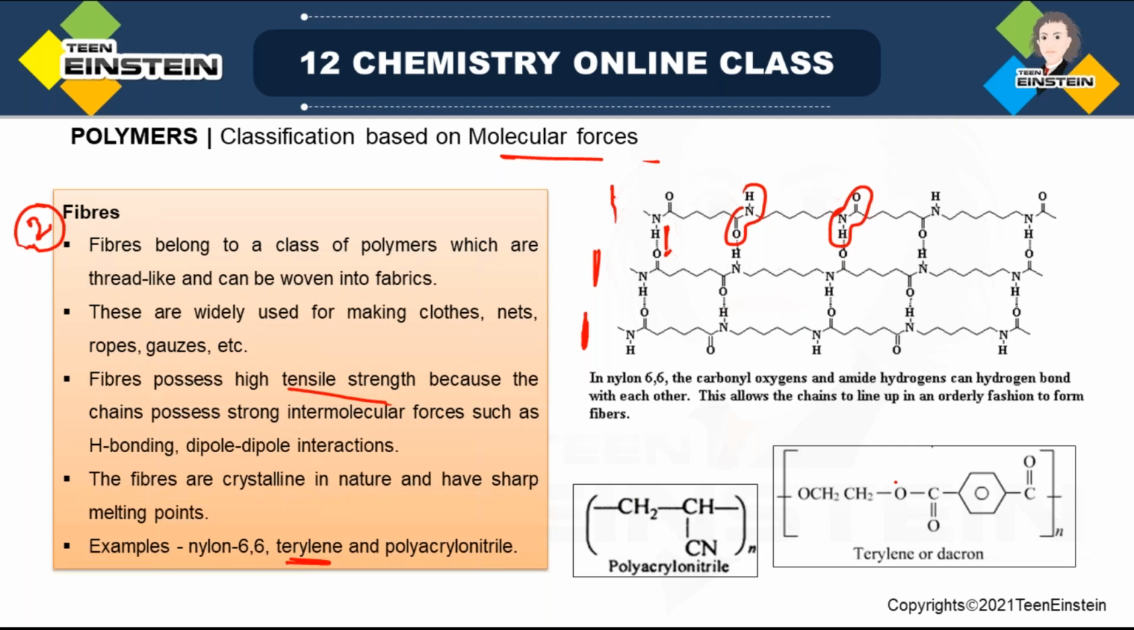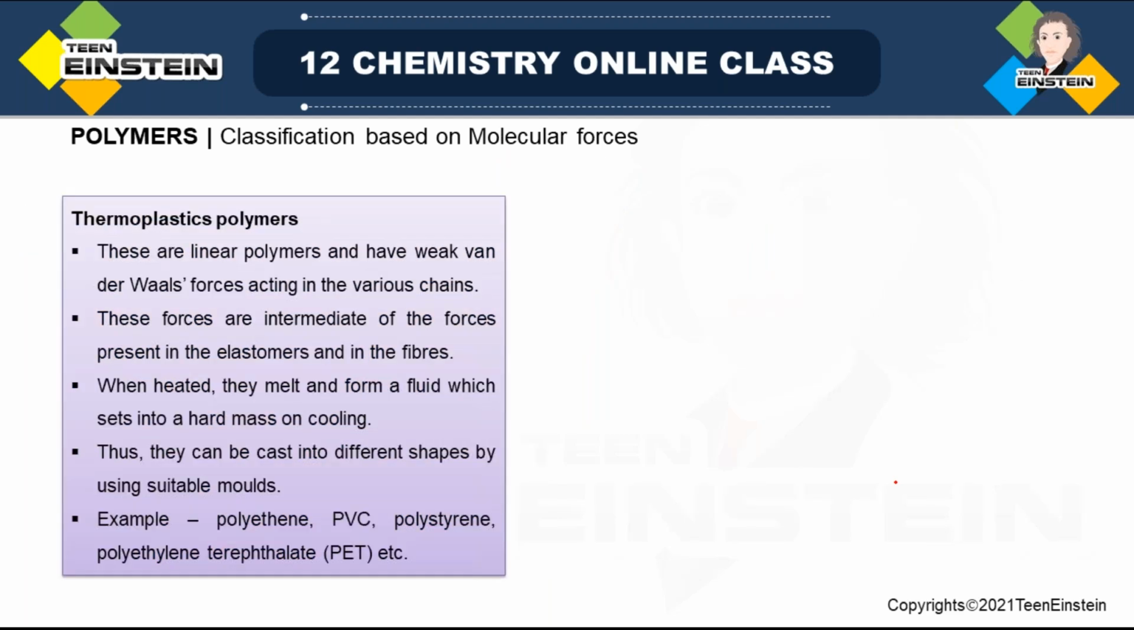After fiber, there are 2 more types, thermosetting and thermoplastic. So first see what is thermoplastic. These are linear polymers and have weak van der Waals forces acting between different chains. So the force is again not very strong. These forces are intermediate between the forces present in elastomer and fiber. So very clear, now you can understand. For elastomer, it is the weakest.